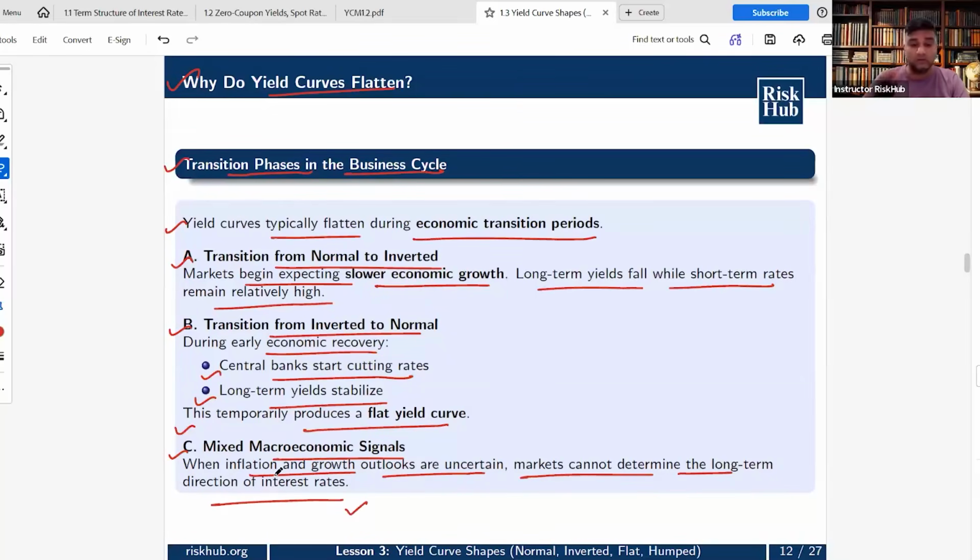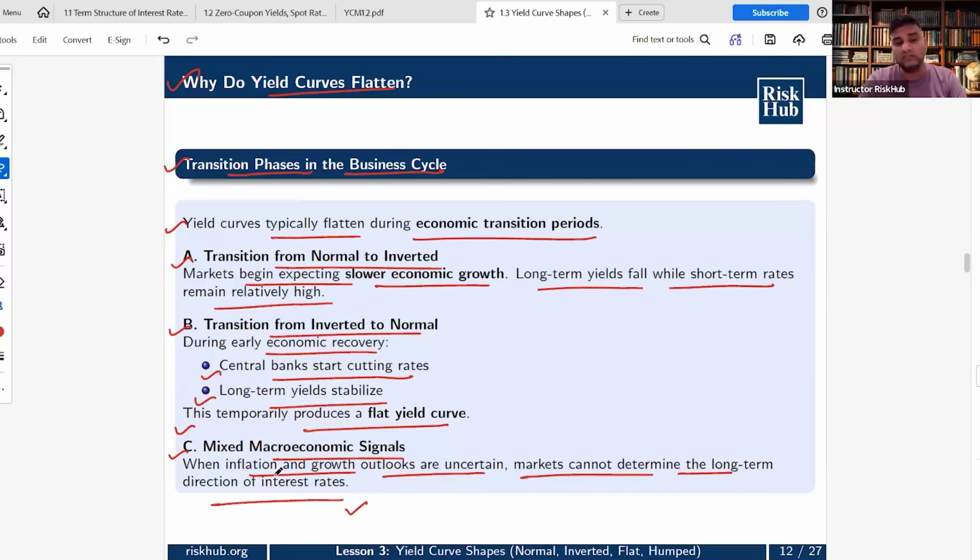Right? So what is on the slide? Basically, 3 routes to a flat curve. A is the move from normal towards inverted. B is the move from inverted back towards normal. C is the mixed macro signal. A works because long yield falls on slower growth expectation, while short rate stays high. The curve passes through flat on the way down. B works because central bank cuts pull the short end down, while long yield holds steady. The curve passes through flat on the way up. See, C is different. Flatness is not a transition. It is the market failing to form a directional view on inflation and growth.